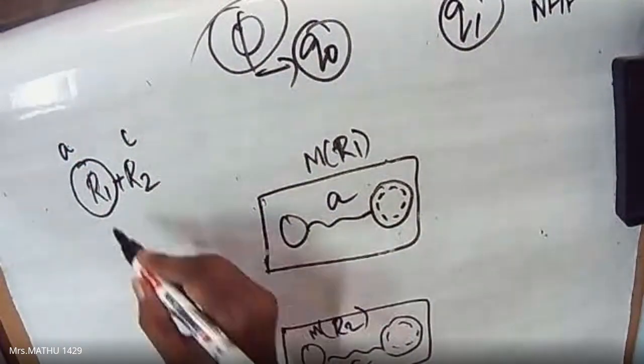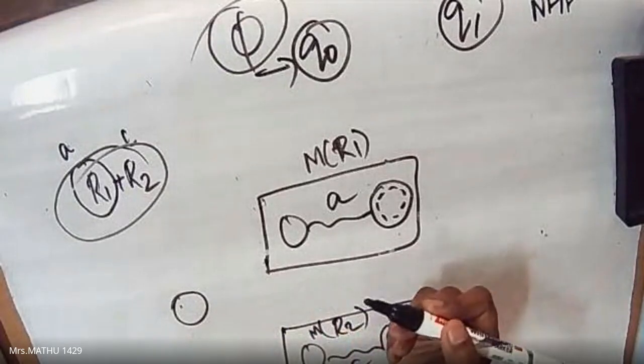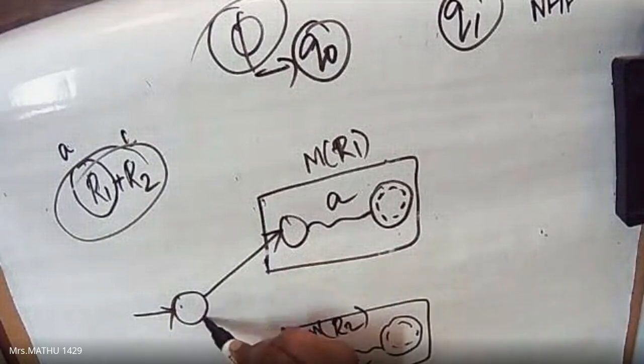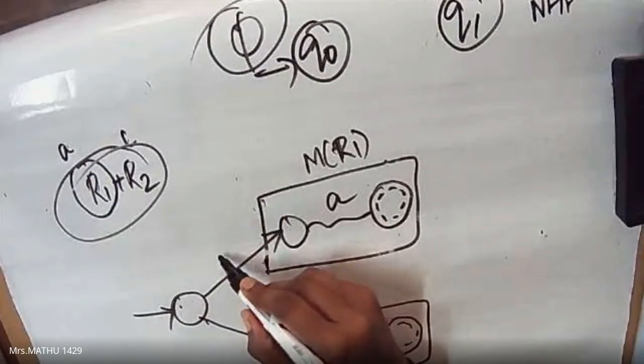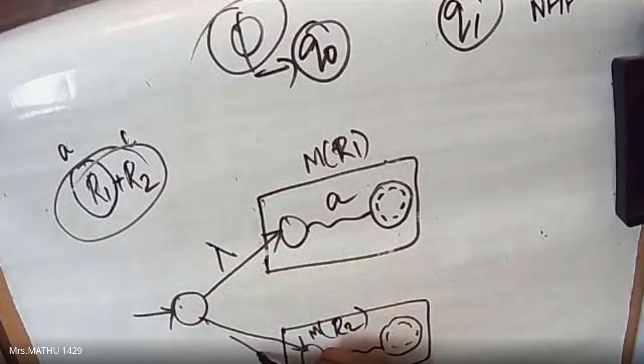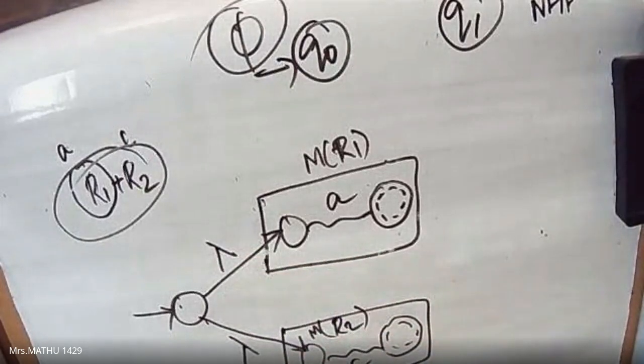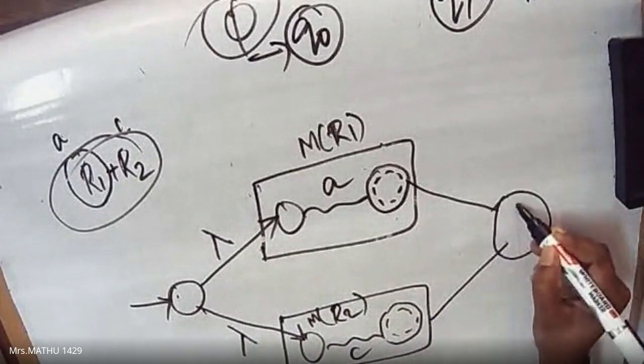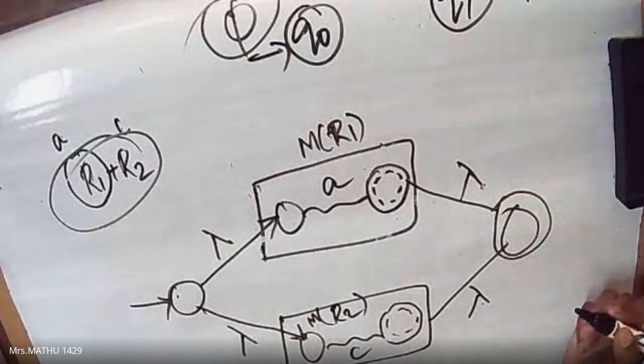Now what is required? R1 plus R2. So how we can draw that is, you can have a common initial state, and this state is connected with both the initial states of the machines R1 and R2 by the edge lambda. Similarly, both will be connected to a common final state using lambda transitions.